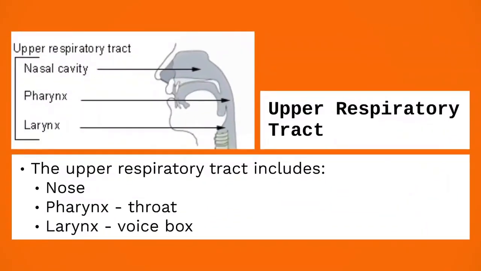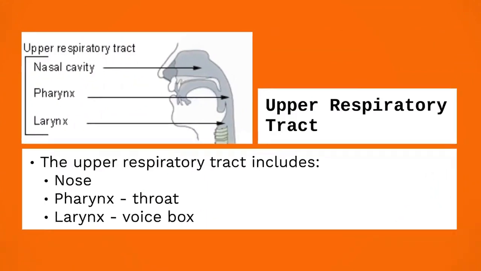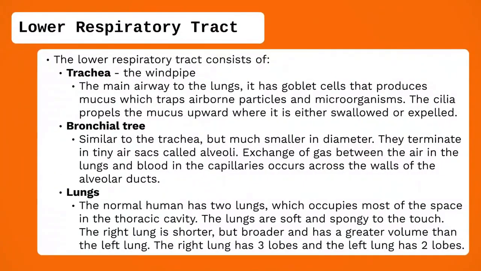So the upper respiratory tract consists of the nose, the pharynx or the throat, and then the larynx or the voice box. Our lower respiratory tract is where we see a lot of the function of our respiratory system, though. Our trachea is our windpipe. It's the main airway to our lungs. It does have goblet cells that produce mucus, which traps airborne particles and microorganisms from getting to our lungs. The cilia also propels the mucus upwards, where it is either swallowed or expelled.